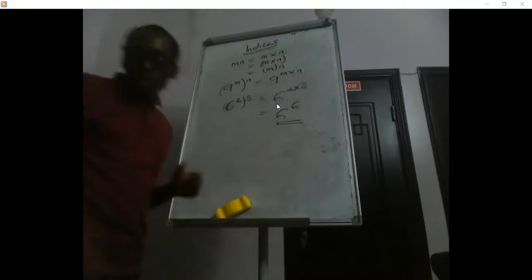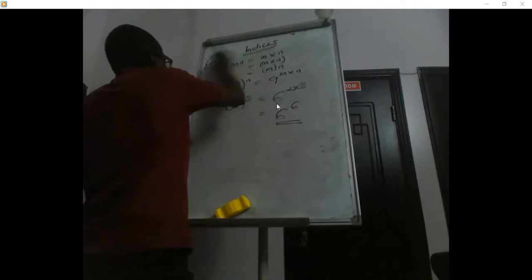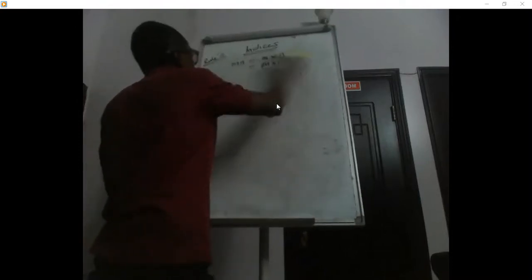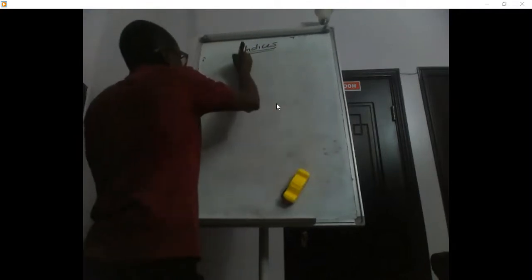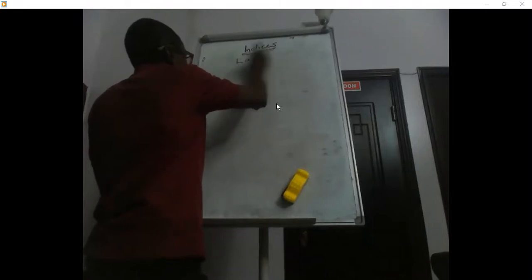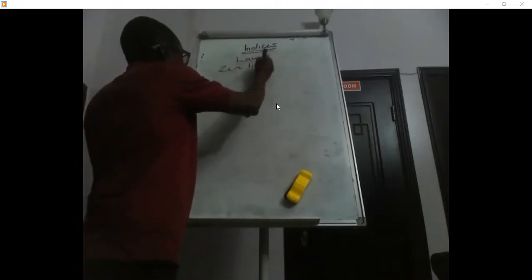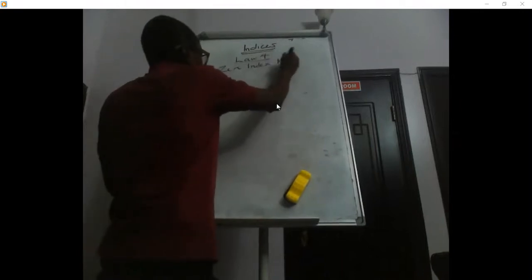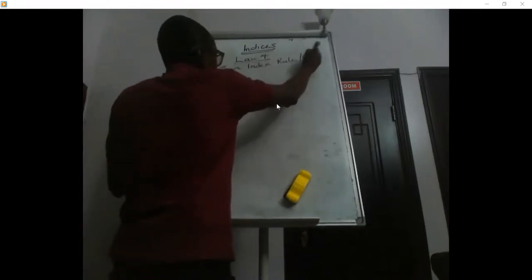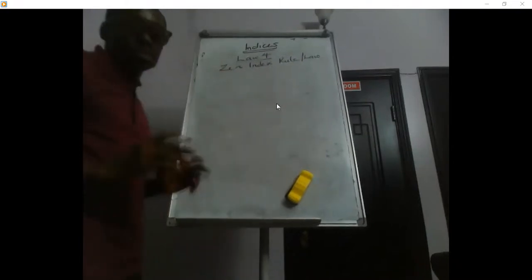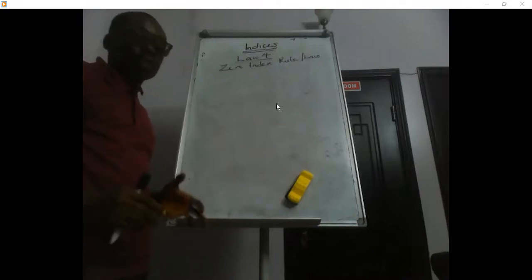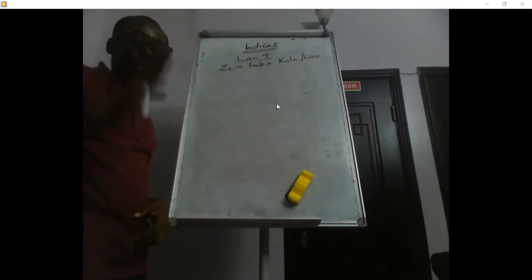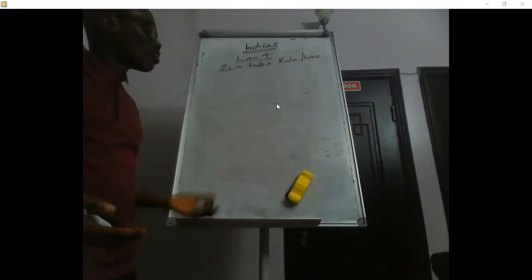So we are going to move on to the next rule. This is rule 3, so we're going to move on to rule 4, or law 4. Now for law 4, law 4 is called the zero index rule or law. So what does the zero index rule tell us? It tells us that when you raise a number to zero, what will be the result?